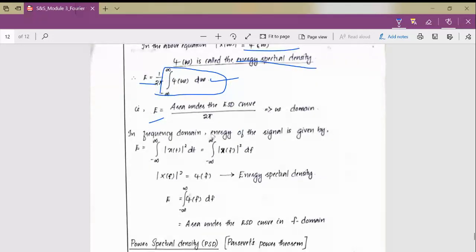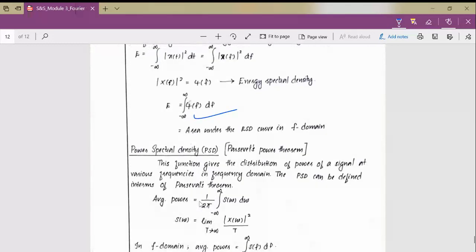So in the frequency domain in hertz, the energy of the signal is given by the integral of magnitude of x of f the whole square df, and magnitude of x of f the whole square will be psi of f. Then E will be integral minus infinity to infinity psi of f df.